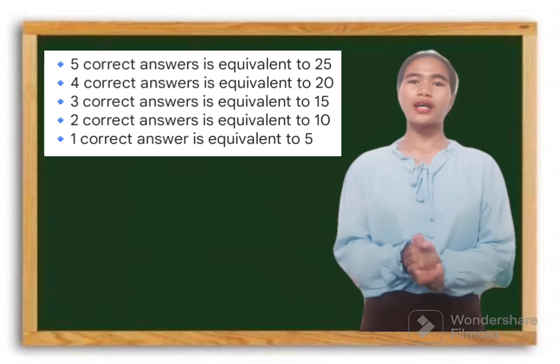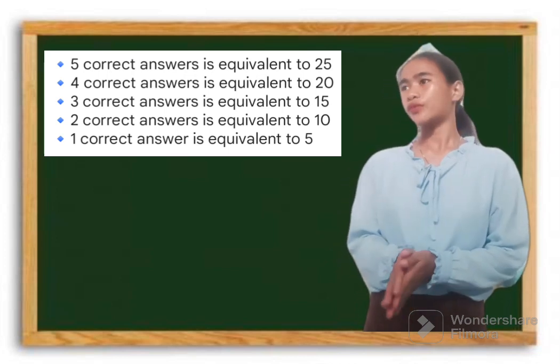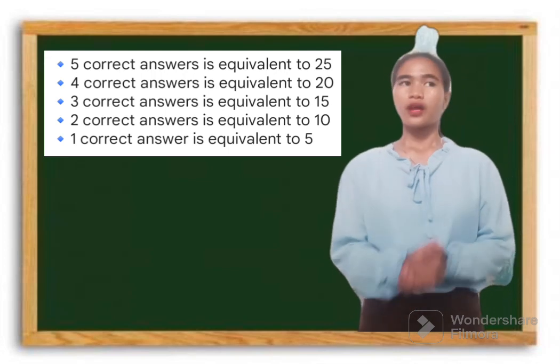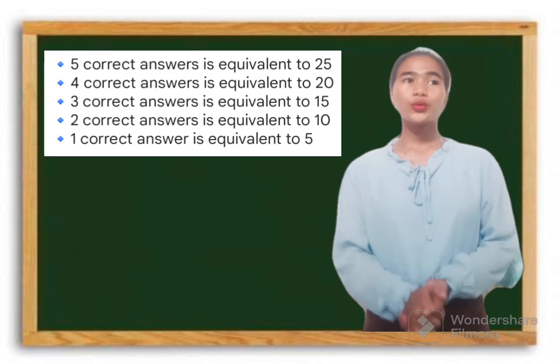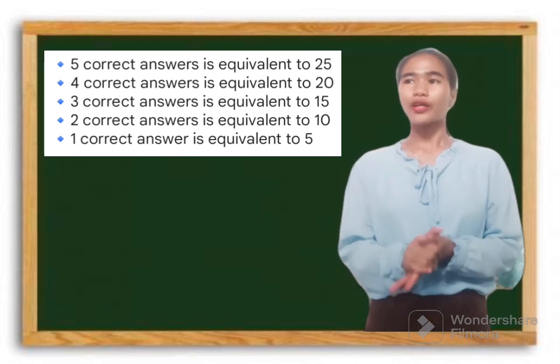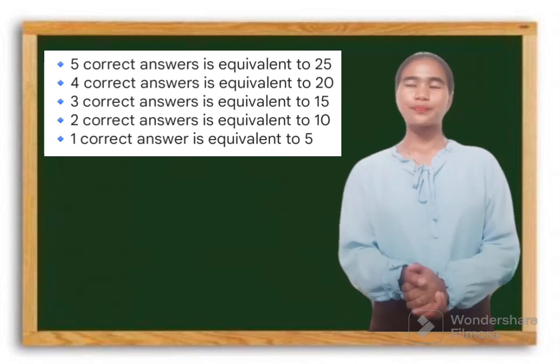So, I will present to you the mechanics of our activity. 5 correct answers is equivalent to 25 points. 4 correct answers is equivalent to 20 points. 3 correct answers is equivalent to 15 points. 2 correct answers is equivalent to 10 points. And 1 correct answer is equivalent to 5 points.